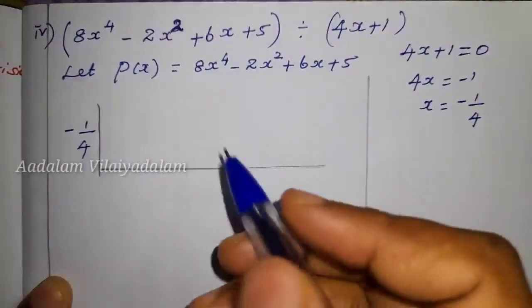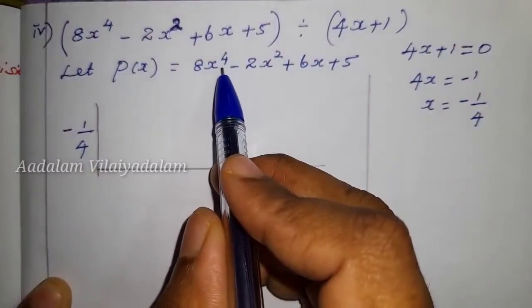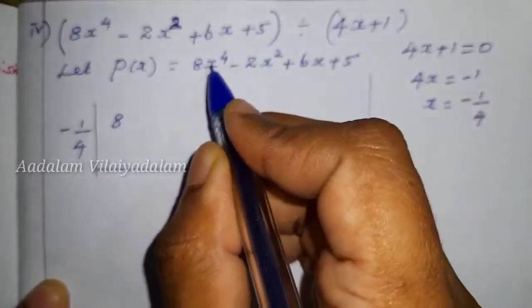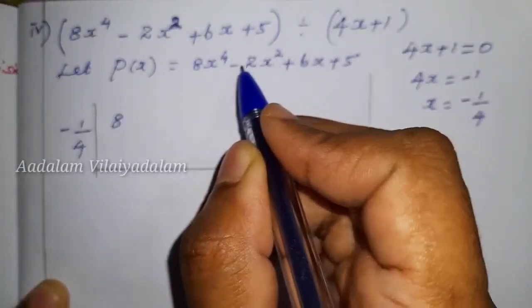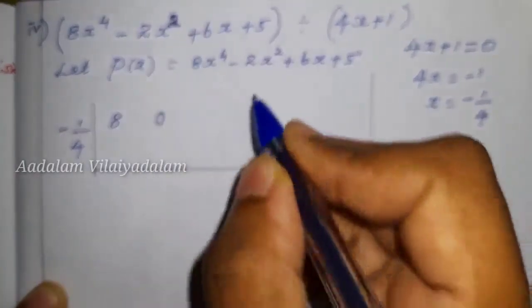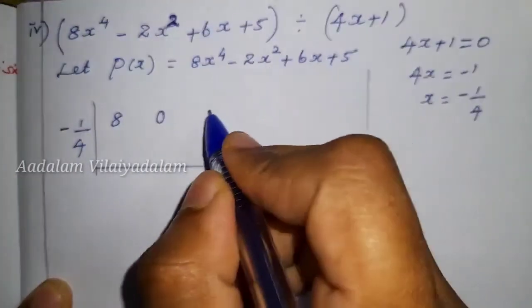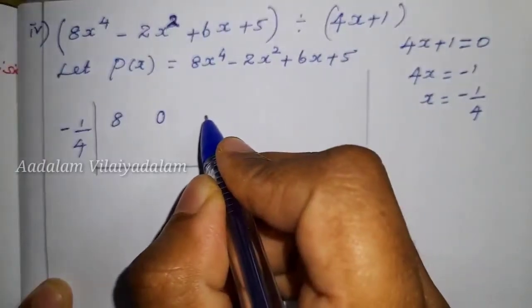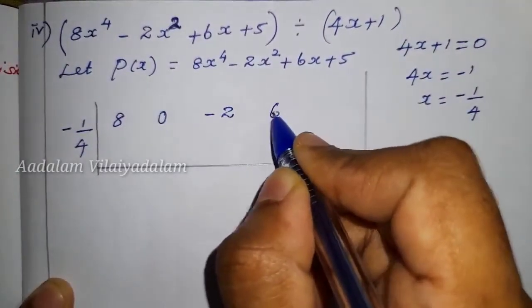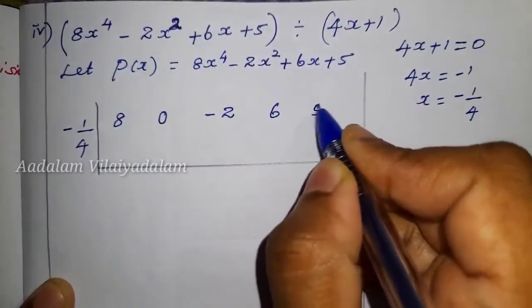Now write the coefficient terms. The coefficient of x power 4 is 8. So next term, the next term is x cube term. But here x cube term is missing only. So put 0 here. So next x square term. The coefficient of x square is minus 2. The coefficient of x is 6. And the constant term is 5.